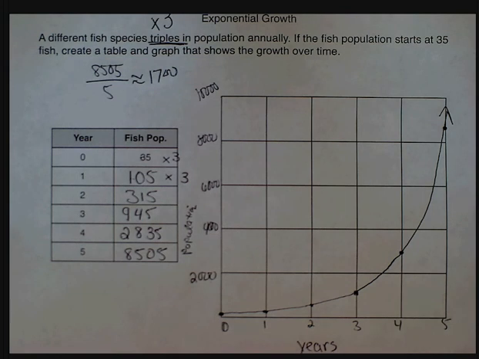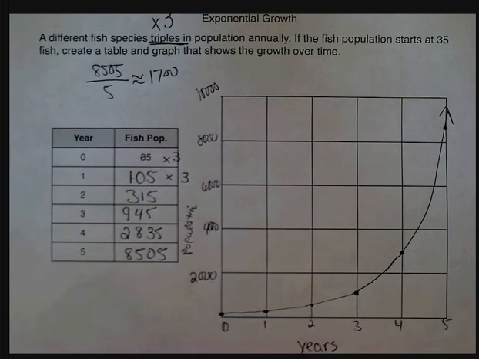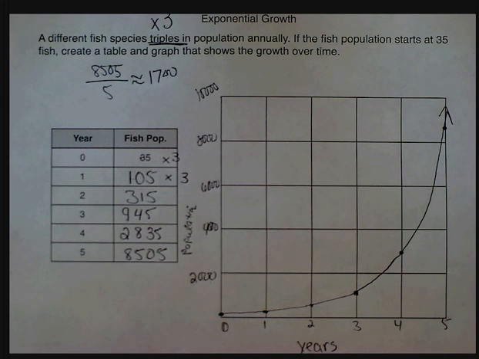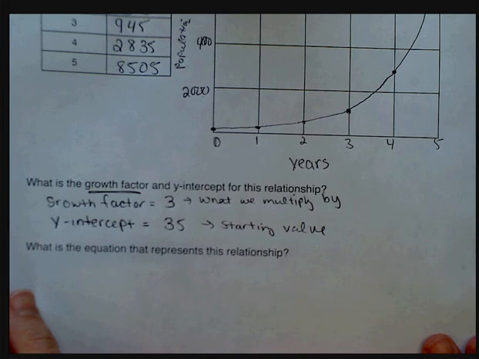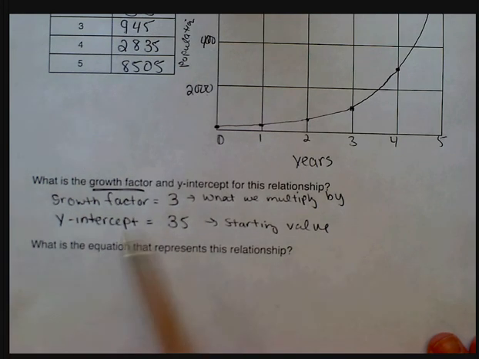The growth factor is what we multiply by in the table. So in this case, the growth factor is 3. And the y-intercept is our starting value, how many fish we started with, and in this case it is 35. Oh, I'm sorry you couldn't see that. Let me pull it up there again. So growth factor is what we multiply by, and that is 3. Y-intercept equals 35, and that is our starting value.